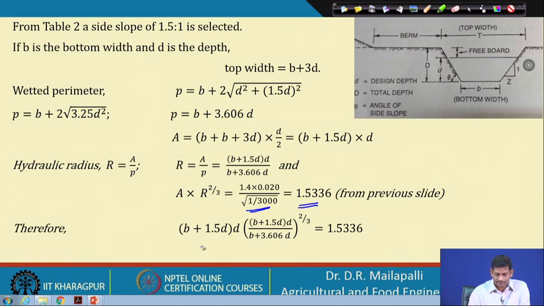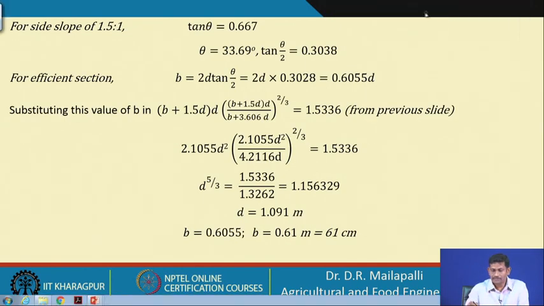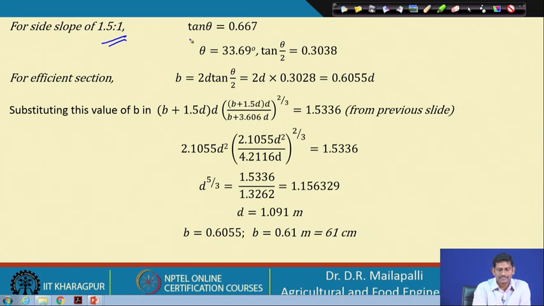So, substituting this A and R power 2 by 3, this is A and R. So, this is 1.5336. So, after simplification, okay, you can still keep it, but here for side slopes we know 1.5:1. So, that is tan theta. So, tan theta in the sense, here this is the theta, okay. This is theta, and you have, so this is the theta.